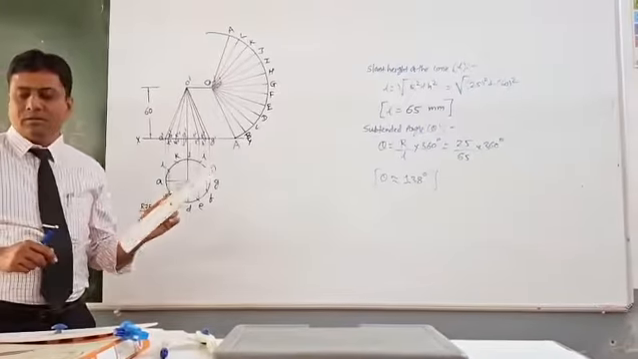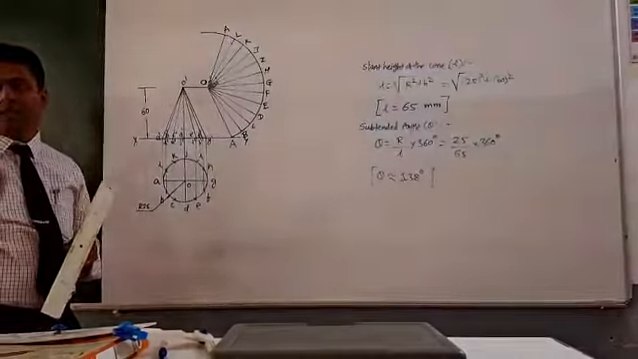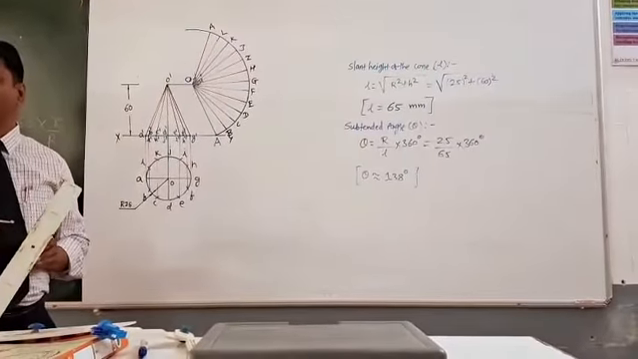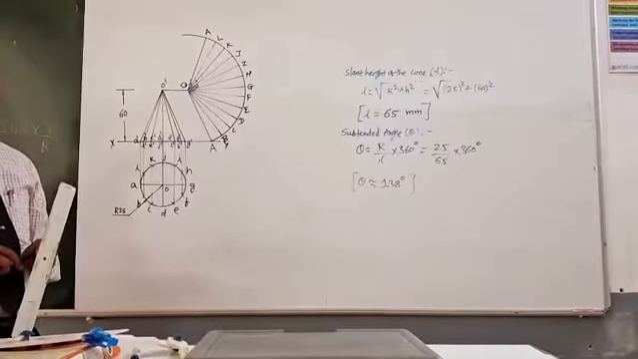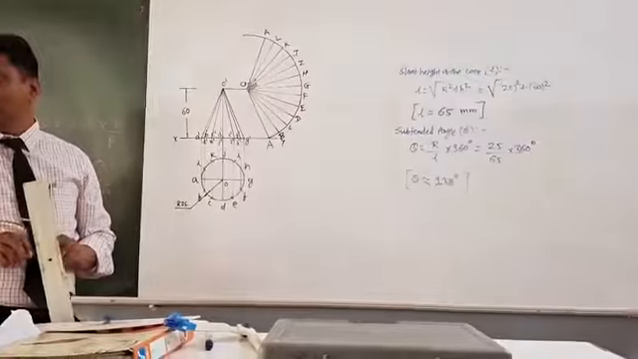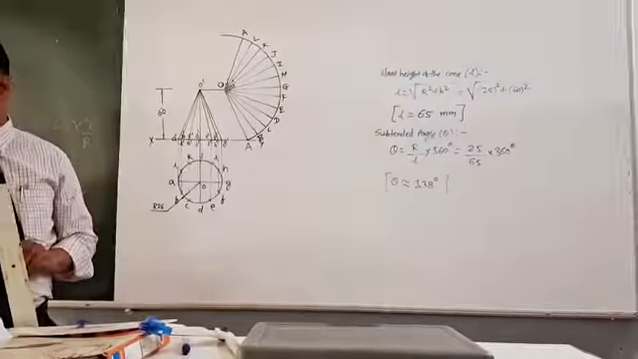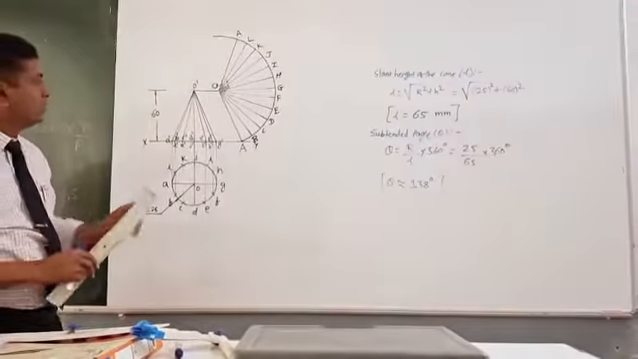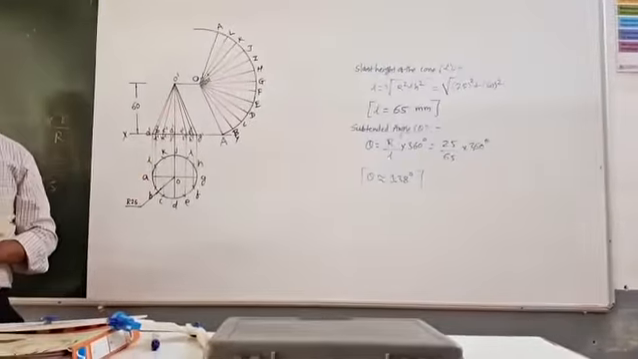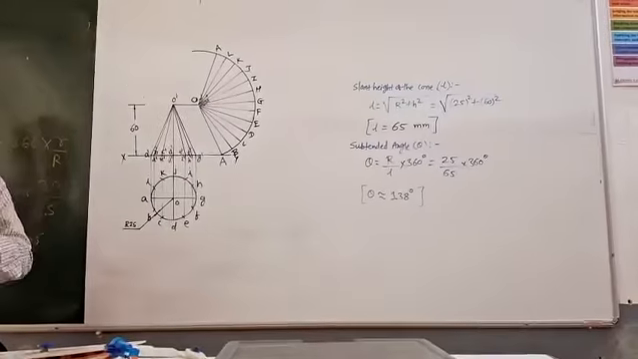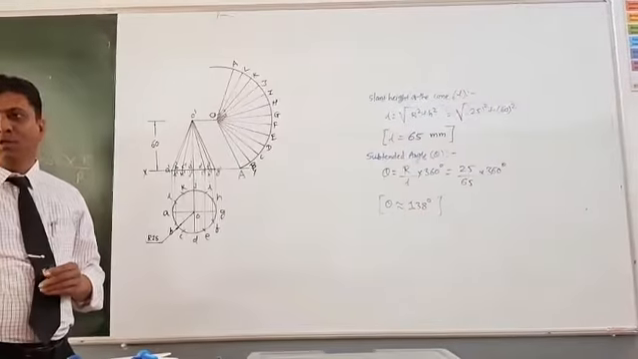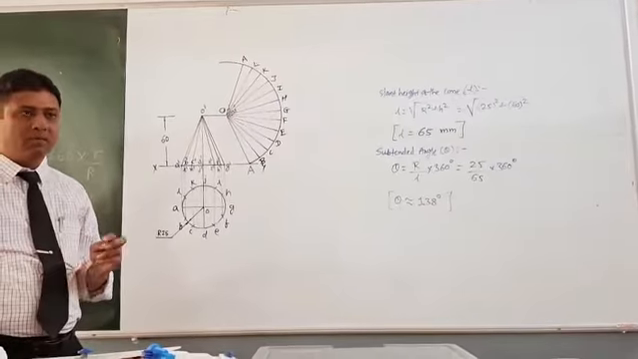Listen here. It is mentioned that a section plane perpendicular to VP and inclined at 45 degrees to HP bisects the axis of the cone. Bisects the axis of the cone. So here is my axis of the cone, O'D'. Bisect means it divides equally into two parts. That is what we have to do. It is very important. All of you listen carefully.